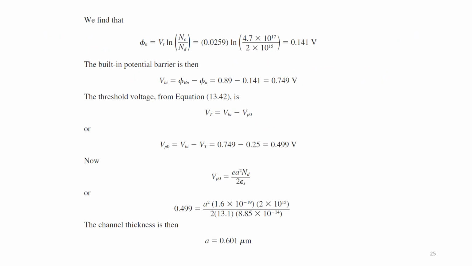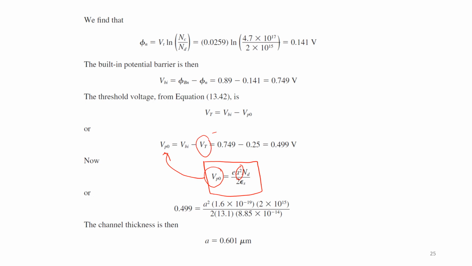Okay, now let's restart from below. Why? Because to find A, we need to use this equation. But to use this equation, we need to find the value of VPO, because that is the missing value here. To find VPO, we need to use this equation, which is VBI minus VT.